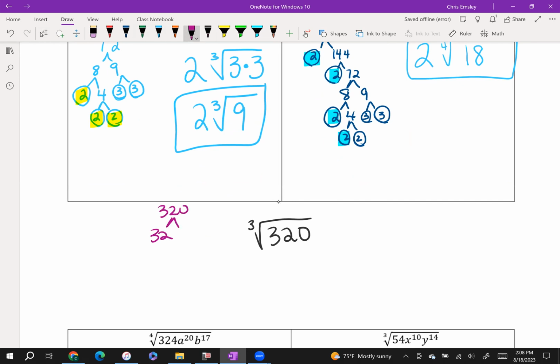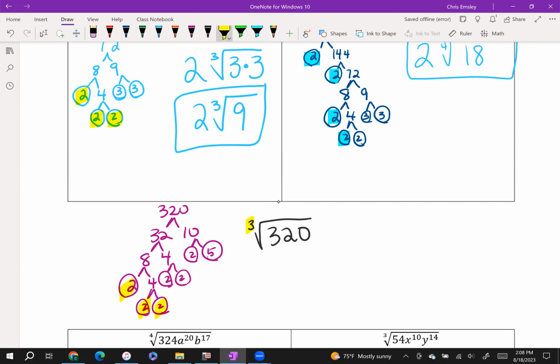320 is 32 times 10. 32, 8 times 4. 8 breaks down. And these 4s break down. And my 10 breaks down. Okay, so cube root, the index of 3, means we are looking for triplets.